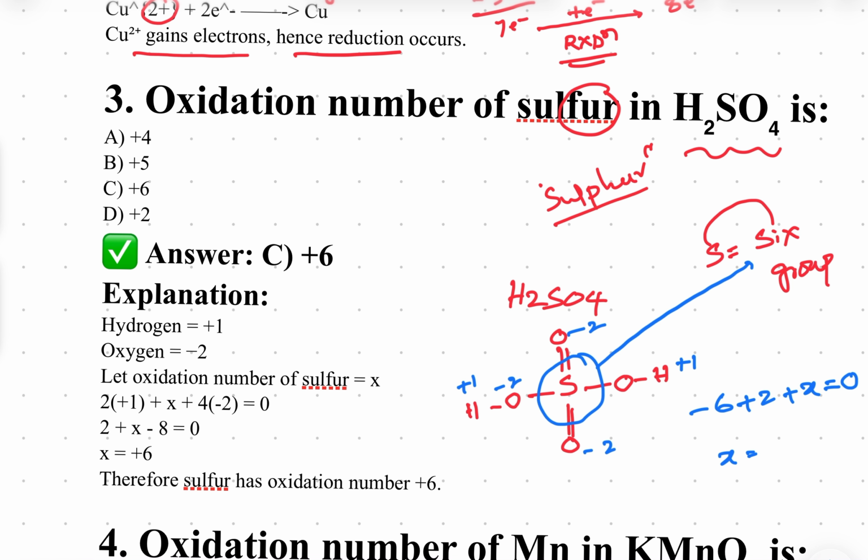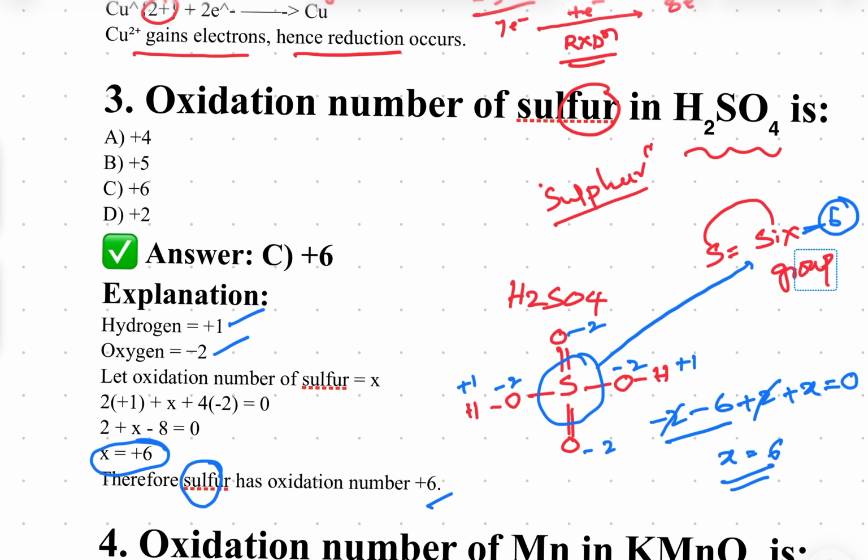How many oxygens are here? One more oxygen, so one more oxygen also we can add. Then totally plus 2 minus 2 remains. So remaining is 6, that is equal to the group number. So mostly the sulfur oxidation state is equal to the group number. Therefore your answer is 6. Sulfur oxidation state is 6. Like this we can find it. Hydrogen valency plus 1, oxygen valency minus 2. So your answer is 6.